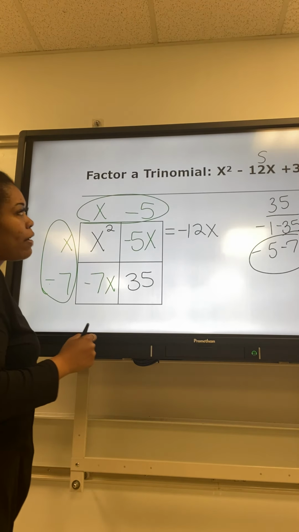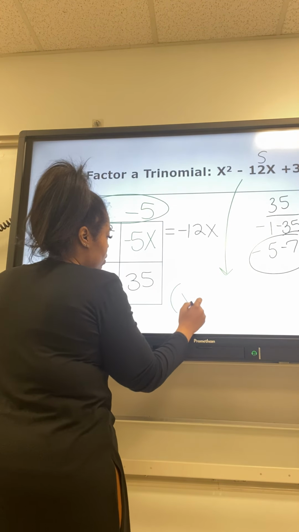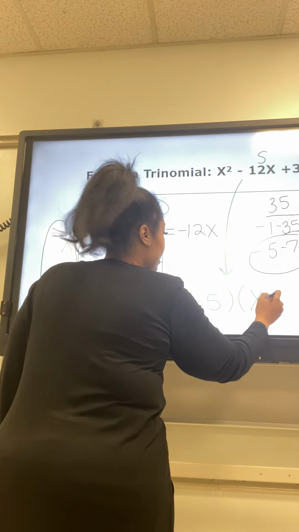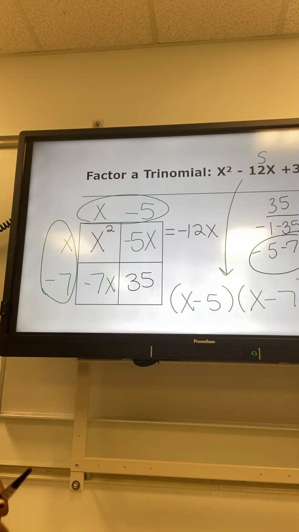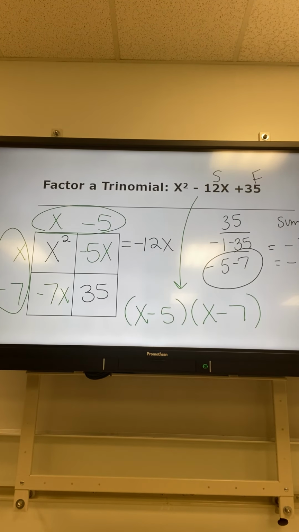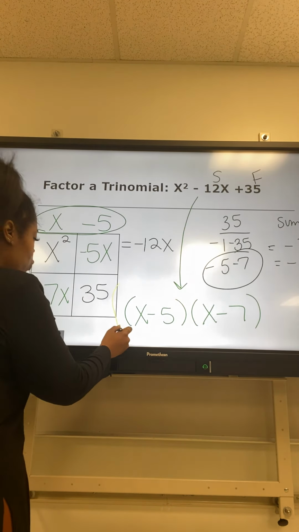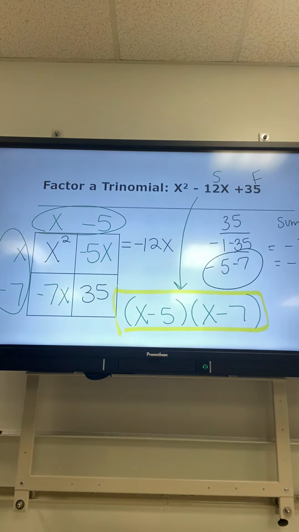Once we have the outside, that means that we have our two factors. So this tells me that if I want to factor this, I can break this down into the factors x minus 5 and x minus 7. And so these would be our two factors. And this would be the answer that we are looking for. So we're going to end up with two binomials. So the two binomials that we end up with here, that is our answer.